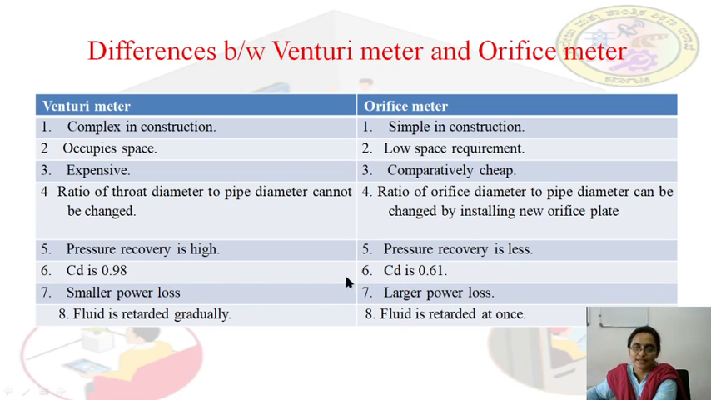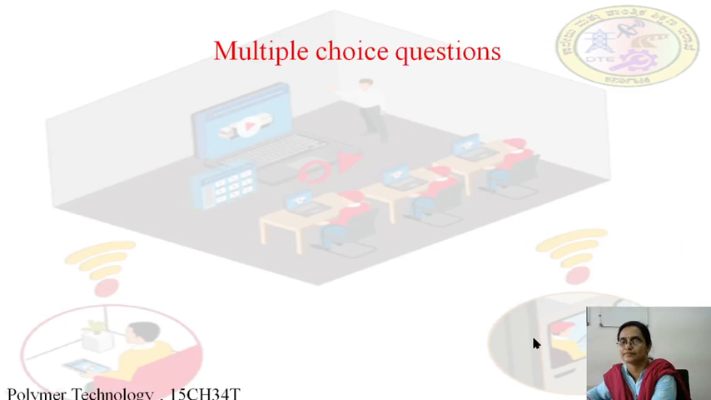Pressure recovery is high in the venturi meter, and pressure recovery is less in the orifice meter. Coefficient of discharge is 0.98 for the venturi meter, and 0.61 for the orifice meter. The coefficient of discharge can vary from 0.96 to 0.98. The venturi meter has smaller power loss, the orifice meter has larger power loss. In the venturi meter the fluid is retarded gradually, while the fluid is retarded at once in an orifice meter.